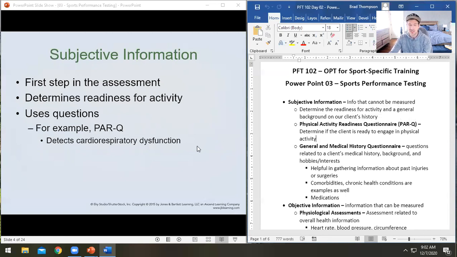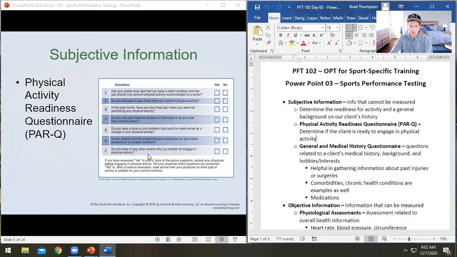You always want to start with that, just in case somebody does have any of those problems. Do you ever lose consciousness or dizziness? Taking any medication for your heart? We just want to ask those questions, get them out of the way. Most of the time, if you're training an athlete, most of these are going to be immediate no's.